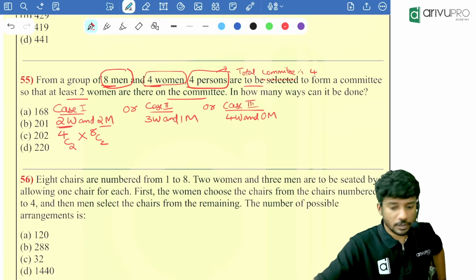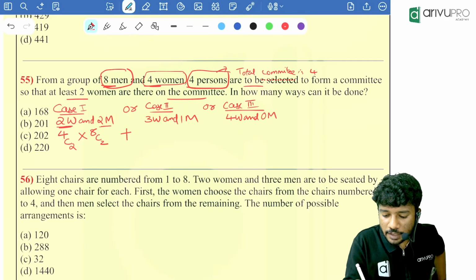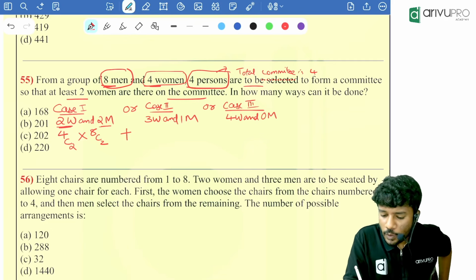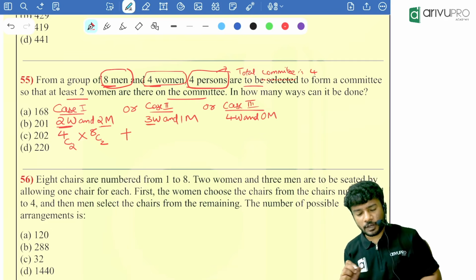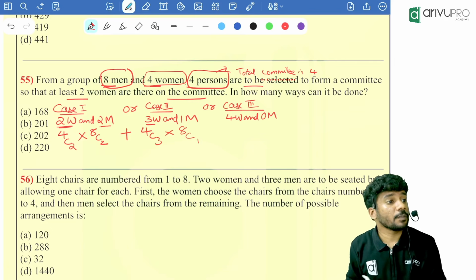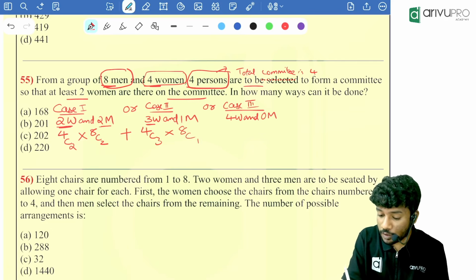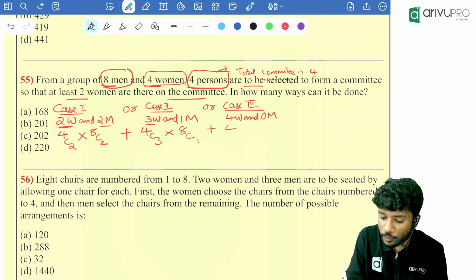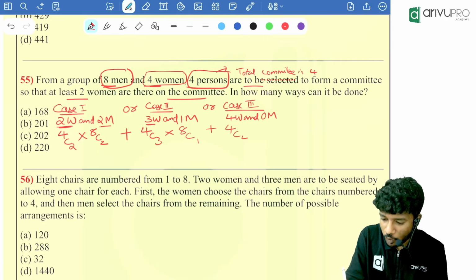If so, or means what, people? Or means plus sign. Now, 3 women are chosen from how many women? 4 women. 4C3. And means into. 1 man is chosen from how many men? From 8 men. So that is 8C1. Or means plus. 4 women are chosen from 4 women.